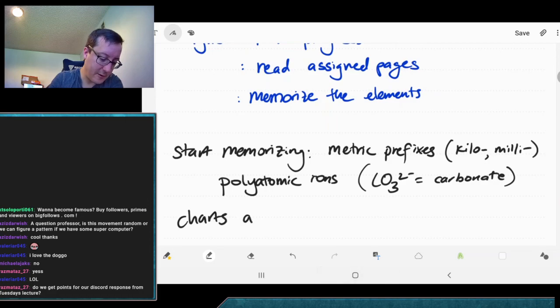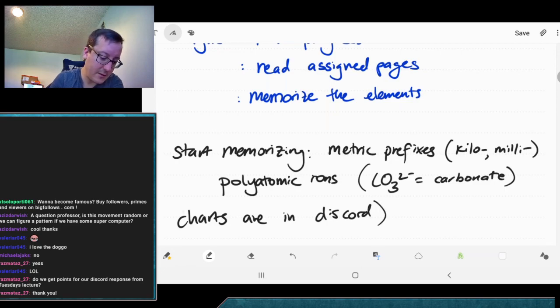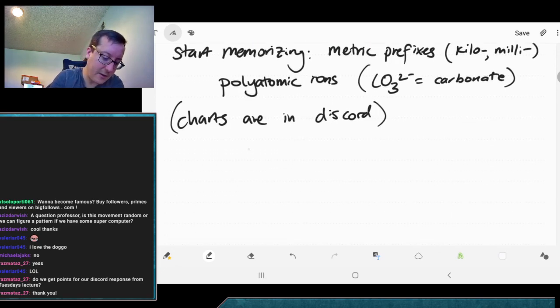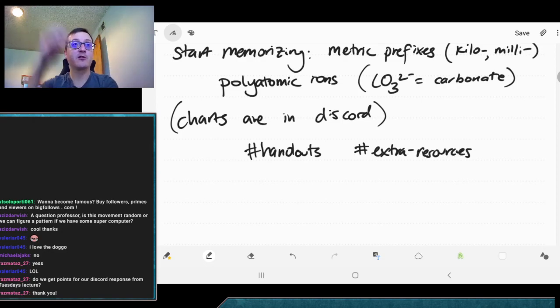Those charts are in Discord for you to take a look at. They're either in handouts or extra resources. And again, you'll probably have to scroll up for those, just because I have the same stuff from last semester or two semesters ago, whenever I last taught these, so you might have to scroll up a bit, but they're in there. So, alrighty. Enjoy your weekends.